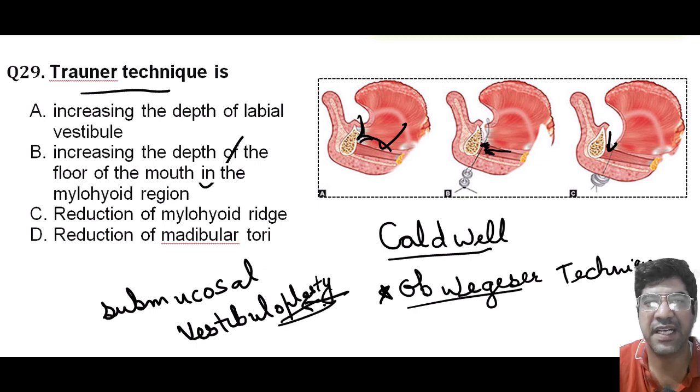So instead of dissecting and suturing the mylohyoid muscle, this technique focuses on the submucosal layer. The incision is made along the mucogingival junction and submucosal dissection is performed. The submucosal tissue is then advanced and sutured to create the desired vestibular depth. So all these three techniques aim to increase the depth of the floor of mouth.